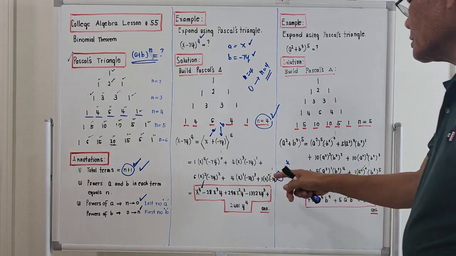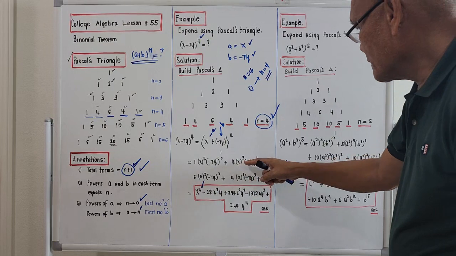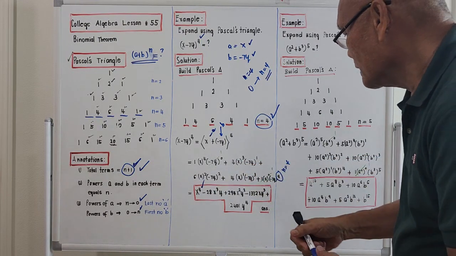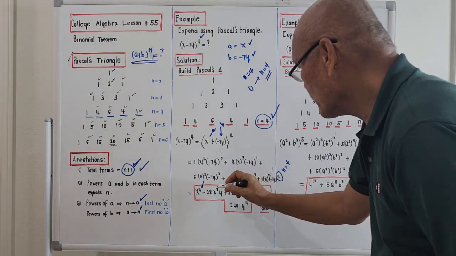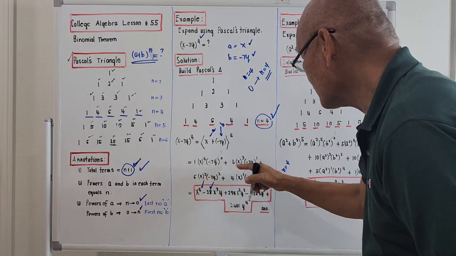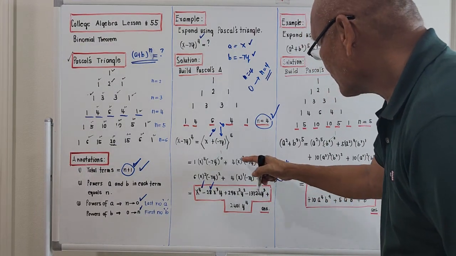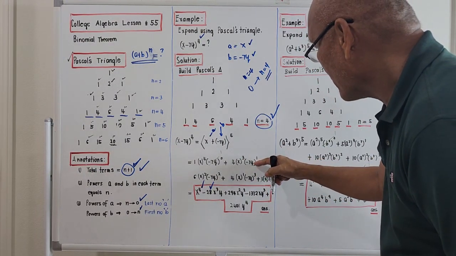The coefficient of the second expansion. This is positive 4 times the negative 7. So the coefficient of the second term will be negative 28. The sign should be negative because this is plus, this is minus. And the variable part is x cubed and y.